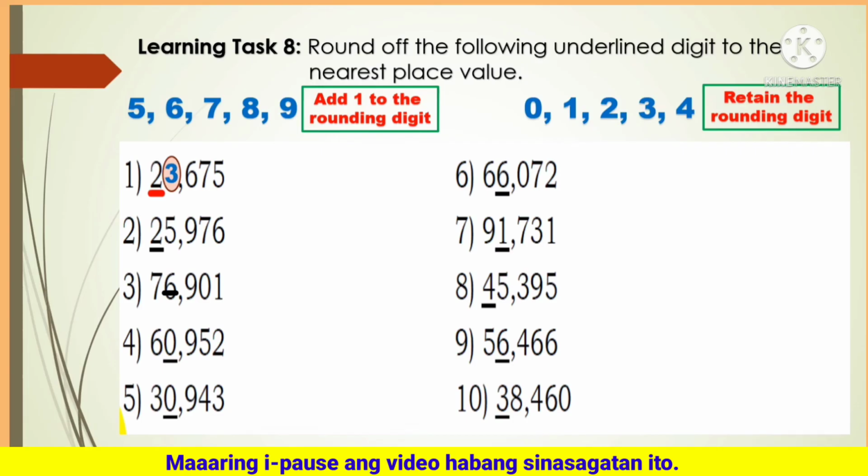So, dahil 3 ang kasunod ni 2, ay kokopyahin lamang natin ang 2. And then, ang lahat ng kasunod na digit ay magiging 0 na. So, 23,675 rounded to the nearest 10,000s will be 20,000. So, ganun lamang kadali. Now, gawin mo naman ang mga kasunod na bilang. Okay?